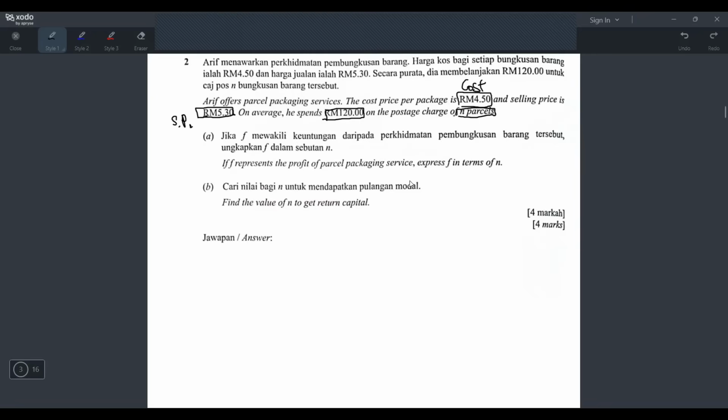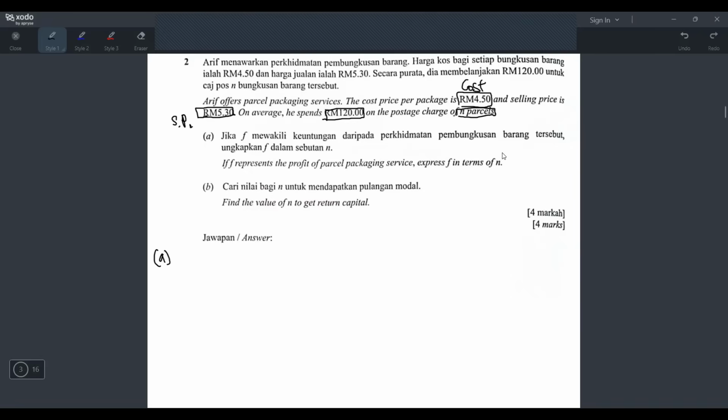No, you will send a lot of parcels, right? And when you send a lot of parcels, you only have to pay 120 ringgit once, for all the parcels you want to send, for N. Okay, I think I understood the question now. Let's read A and see what it wants. If F represents profit of parcel packaging service, express F in terms of N.